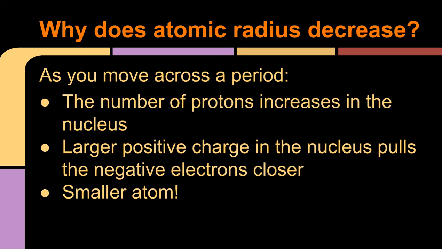It's almost like having a stronger magnet. So the stronger the magnet, the more pull it's going to have on an object that contains iron. So the same is true with the protons. Because the protons are positive, they have more pull on those electrons and they pull them closer.